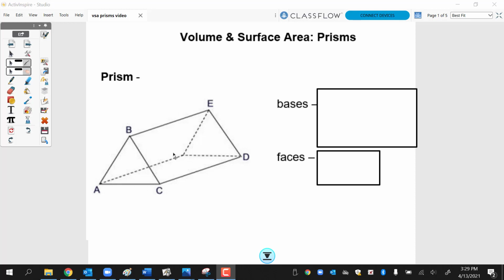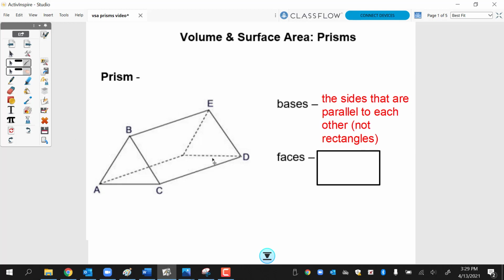I'm noticing that the triangle sides are parallel to each other, which means they're not tilted towards each other. So those triangle sides are actually called bases. They're the sides of the prism that are parallel to each other. They are the sides that are not rectangles. So as soon as I see that this side is a triangle, I know that that has to be the base, okay? The bases can be rectangles, but if any of the sides of this prism are not rectangles, then that is automatically the base, okay?